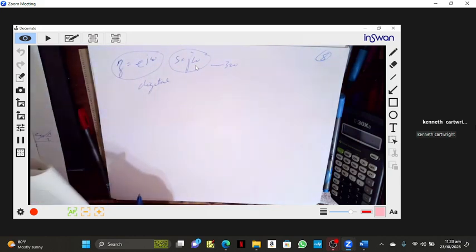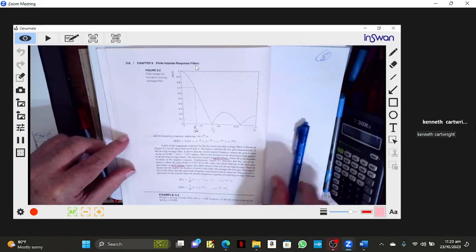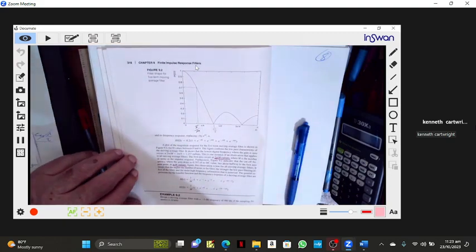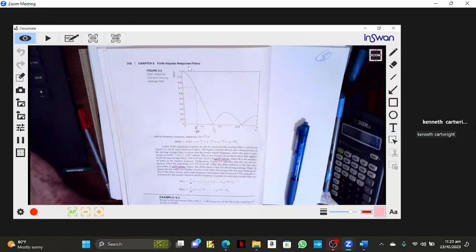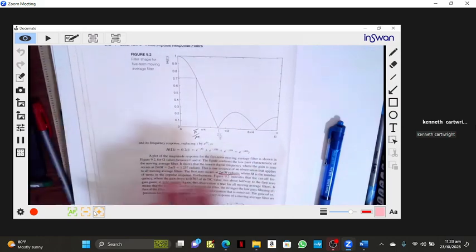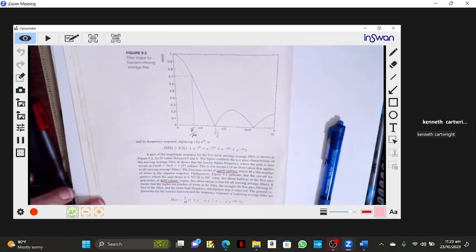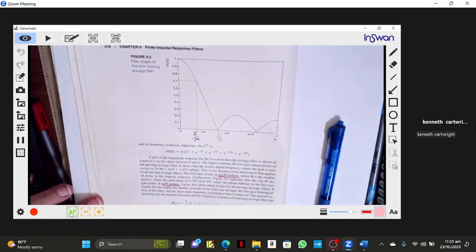Okay, so now let me show you the magnitude response. Here's the magnitude response of that same 5-term moving average filter. There it is on the screen. We plot the magnitude response, and we get this. So what kind of filter is this moving average filter then? What kind of filter is this?